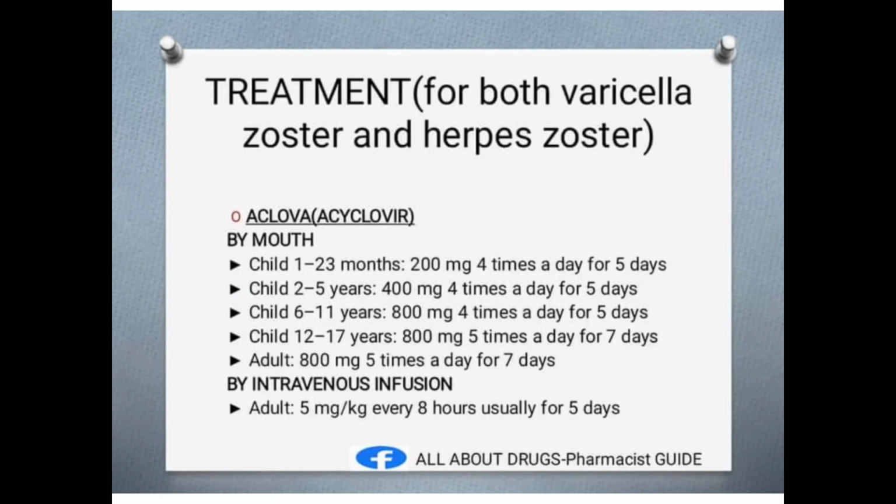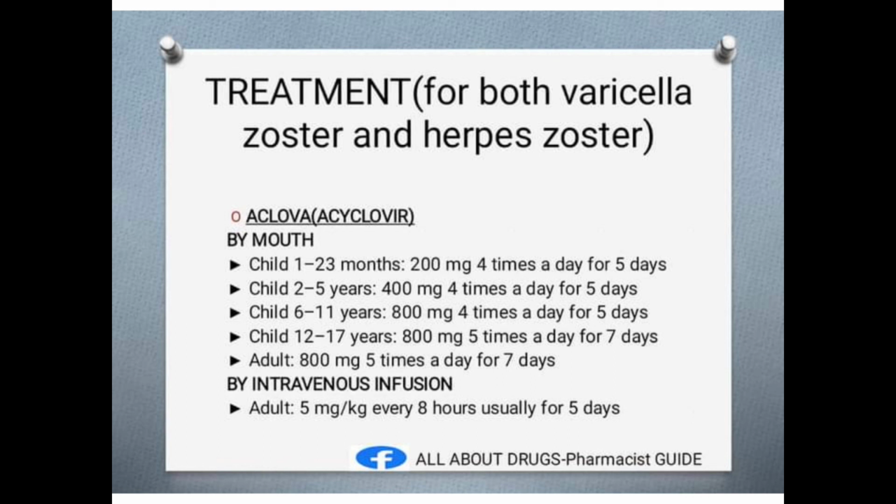The treatment for both varicella zoster and herpes zoster is again the antiviral drug acyclovir, which is taken by mouth. In children 1 to 23 months, 200 mg 4 times a day for 5 days. In children 2 to 5 years, 400 mg 4 times a day for 5 days. Children 6 to 11 years, 800 mg 4 times a day for 5 days. Children 12 to 17 years, 800 mg 5 times a day for 7 days. And adults, 800 mg 5 times a day for 7 days.